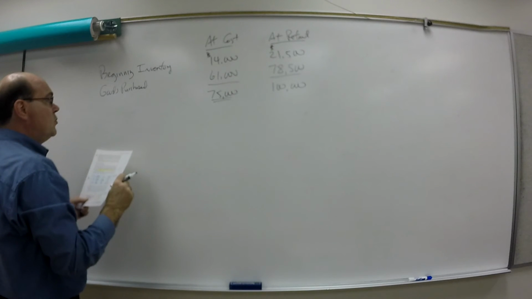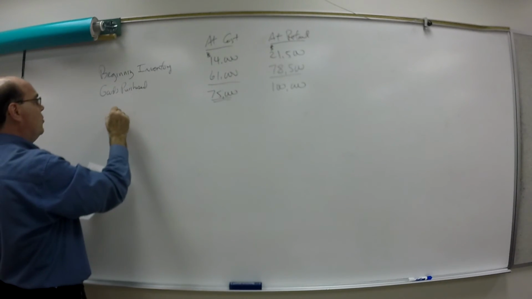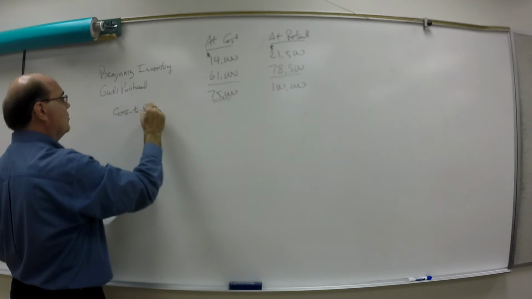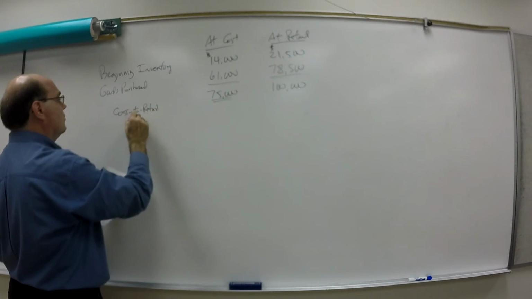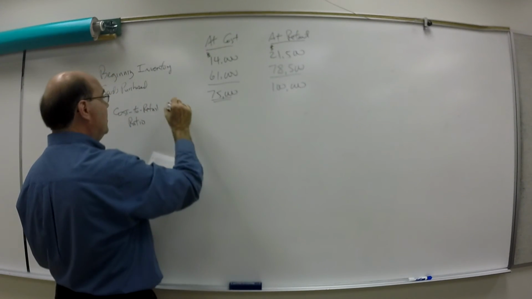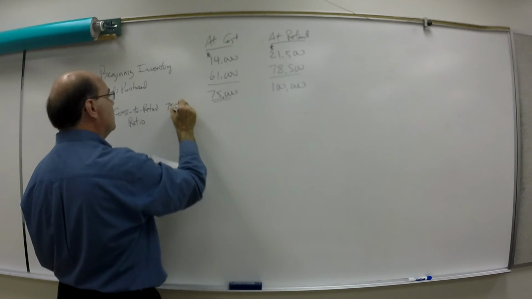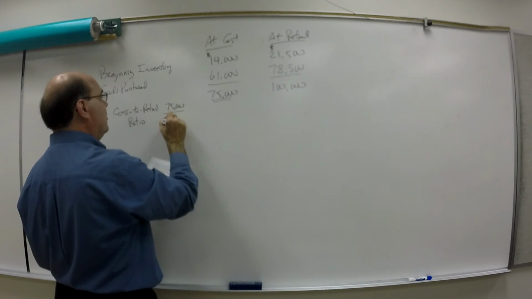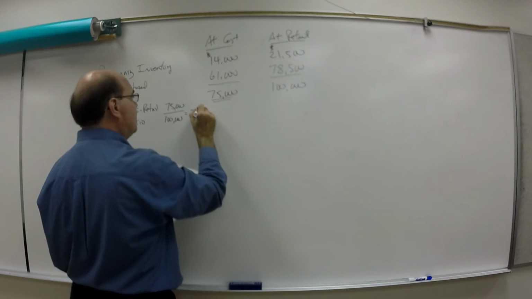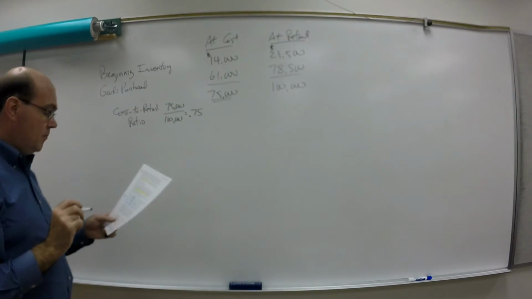Now what we're going to do is we're going to simply calculate a cost to retail ratio using these two numbers. So we take our cost number, 75,000, divided by our retail, 100,000, and that's going to give a ratio of 75% or 0.75. We're going to use that in just a second here.